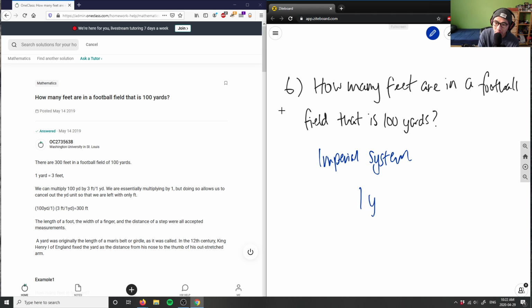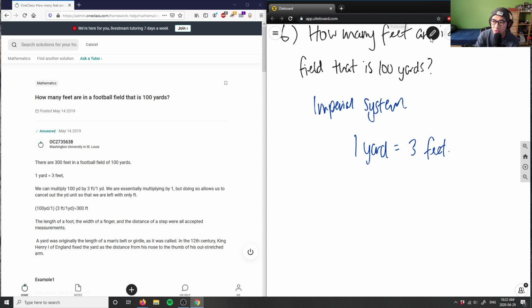Therefore, I know that 1 yard equals 3 feet, right? So this here is a common kind of conversion. If I have 1 yard equals 3 feet, and I have 100 yards, how many feet do I have here? If I have 100 yards, I would simply have to convert. I can use, again, dimensional analysis to help me figure this out, right?